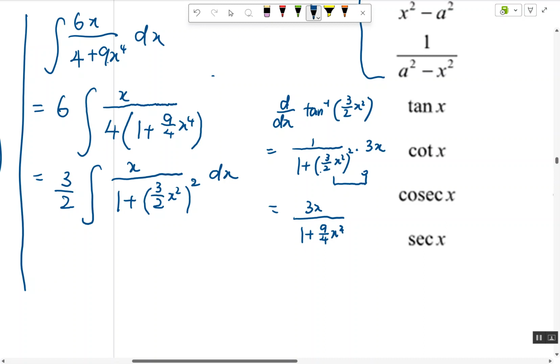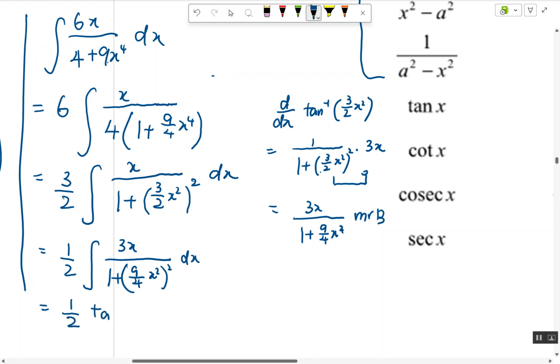So in this case, remember, this is Mr. B. I need to have a 3 on top, means I need to divide by 3 on the outside. I will get half integral 3x over 1 plus 9 over 4 x to the power of 4. What am I going to get? Look at your working on the right side. I'm just going to get half inverse tangent of 3 over 2 x squared plus c.